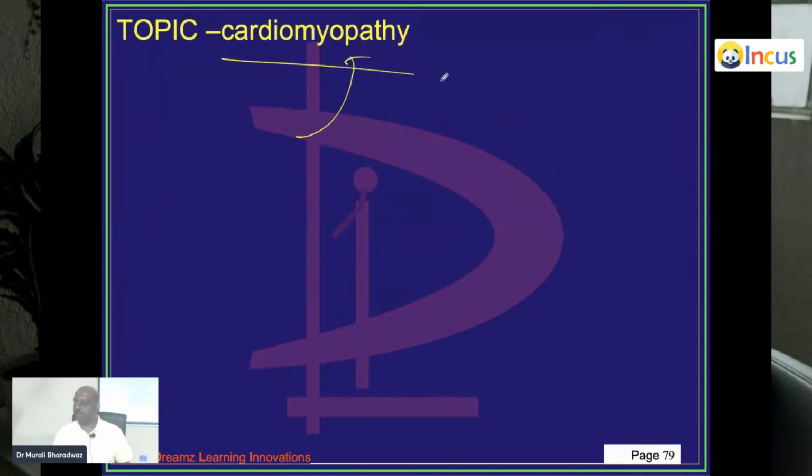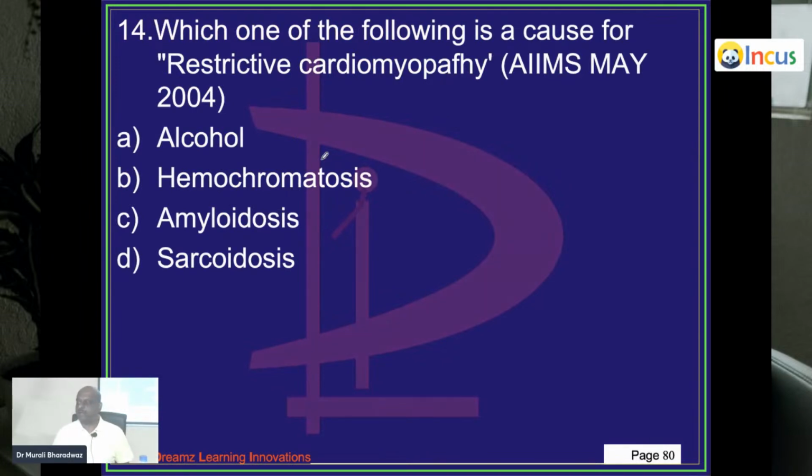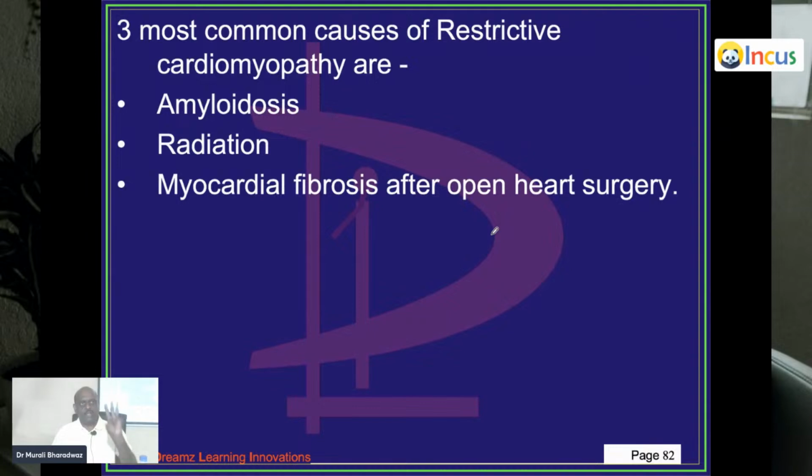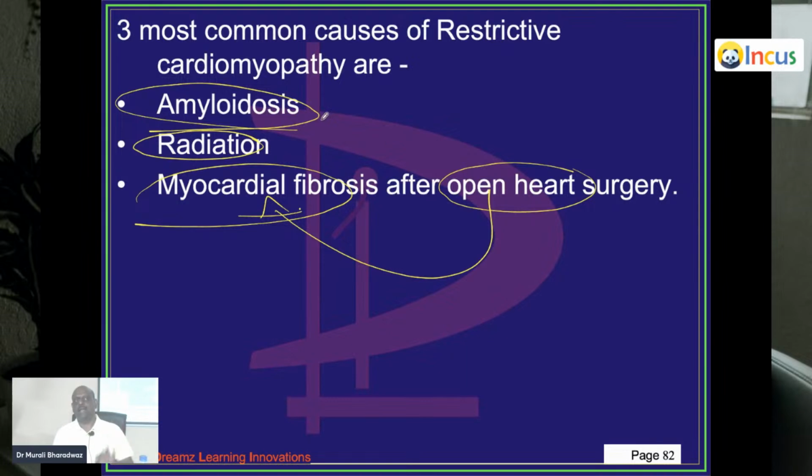Then comes cardiomyopathy. What is the cause of restrictive cardiomyopathy, constrictive cardiomyopathy, hypertrophic cardiomyopathy? Three types of cardiomyopathy. Alcohol is dilated cardiomyopathy. Amyloidosis, restrictive cardiomyopathy. Three most common causes of restrictive cardiomyopathy: radiation, after you do open heart surgery, myocardial fibrosis and amyloidosis.